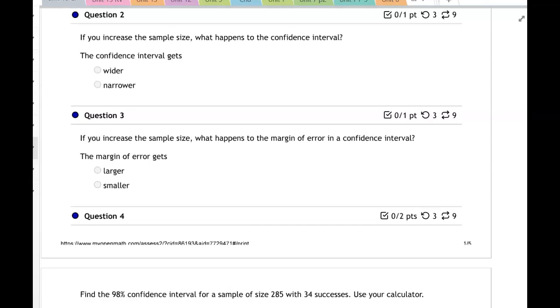Hello, statistics students. Today I want to take a look at question number 2 and 3 from the practice test. So if you increase the sample size, what happens to the confidence interval? If you increase the sample size, what happens to the margin of error?